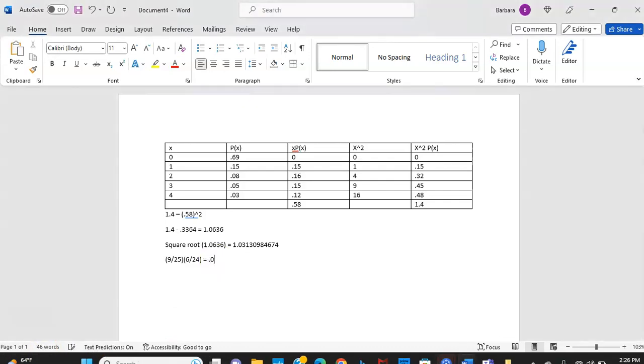And that ends up being 0.09. All right, let me find that last problem.